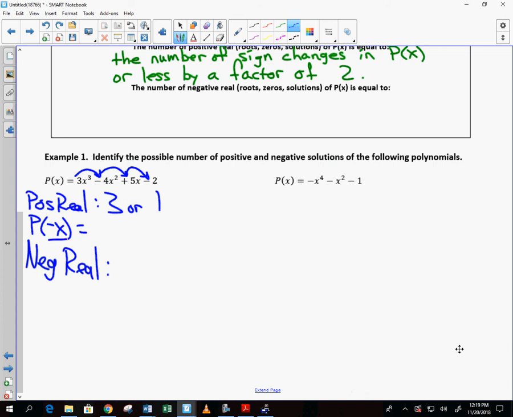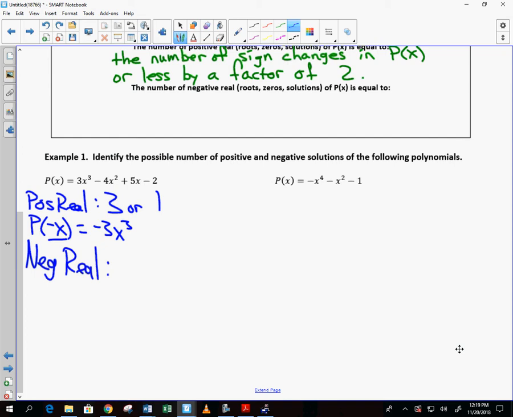Okay, I take negative x and I plug it in for x. And when you take negative x and you plug it in for x, what is negative x cubed? Is that going to be positive or negative? Negative times 3 will be a negative 3x cubed.